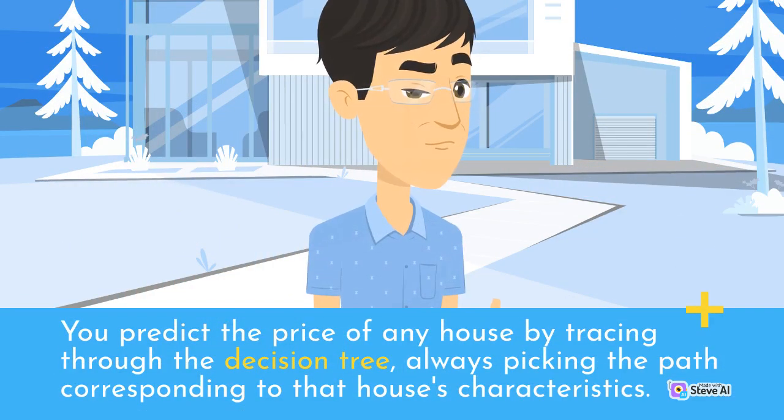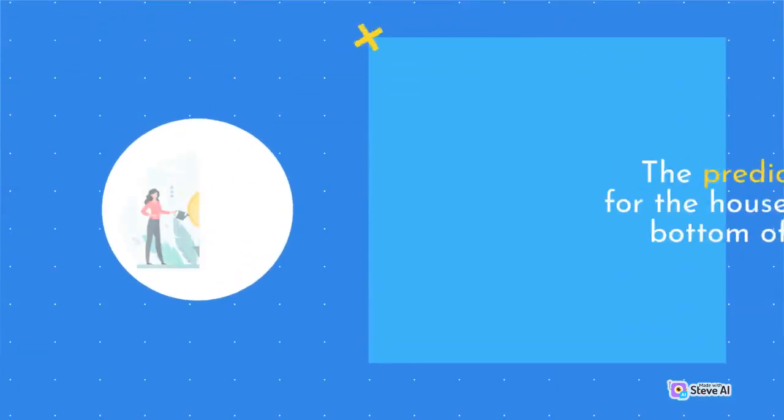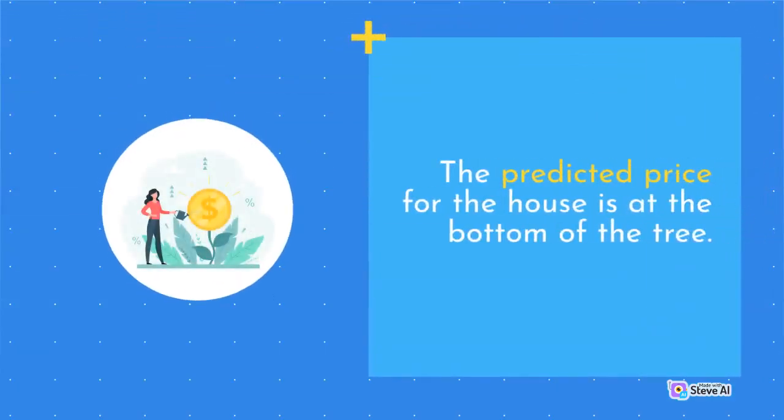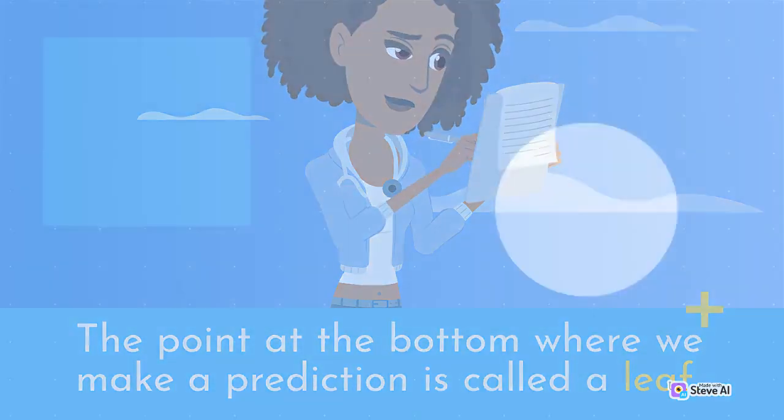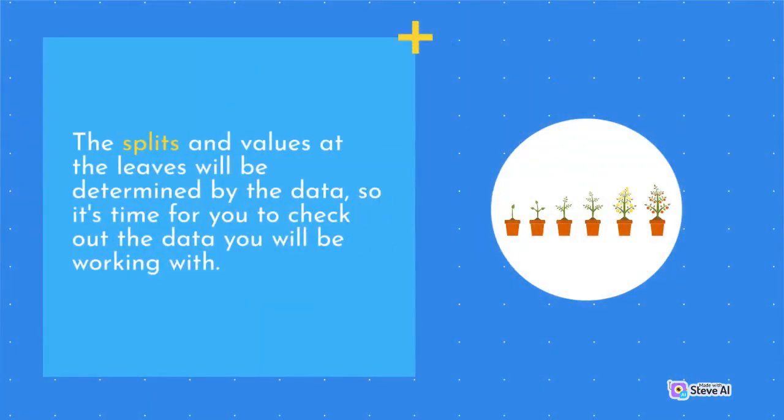You predict the price of any house by tracing through the decision tree, always picking the path corresponding to that house's characteristics. The predicted price for the house is at the bottom of the tree. The point at the bottom where we make a prediction is called a leaf. The splits and values at the leaves will be determined by the data, so it's time for you to check out the data you will be working with.